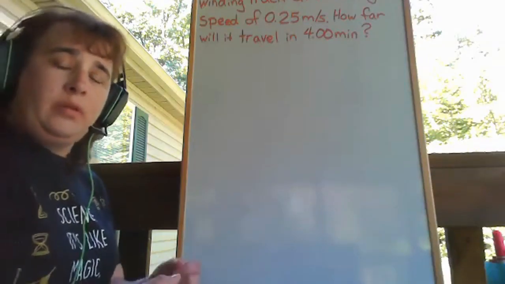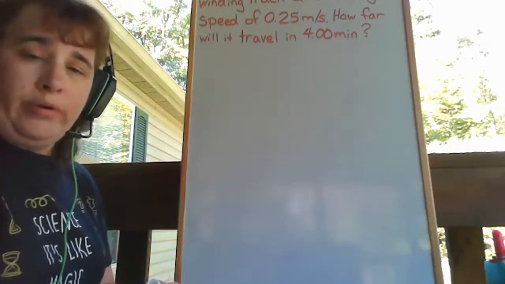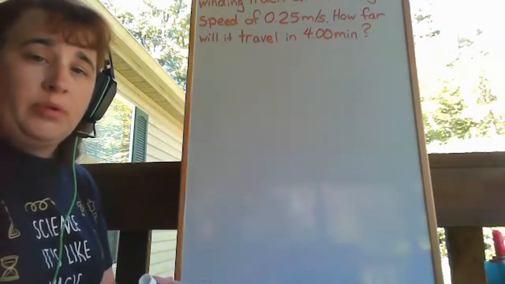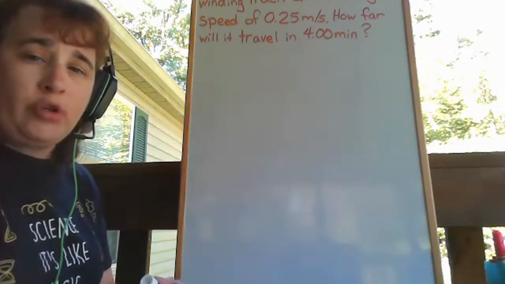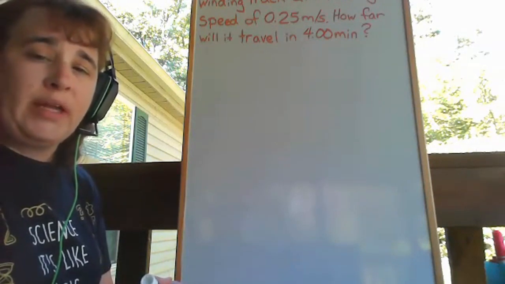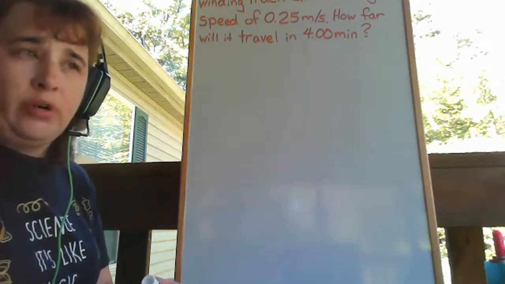Hello. All right, here's another motion problem. This time we're going to be looking for the distance traveled. So a toy train moves along a winding track at an average speed of 0.25 meters per second. How far will it travel in 4.0 minutes?